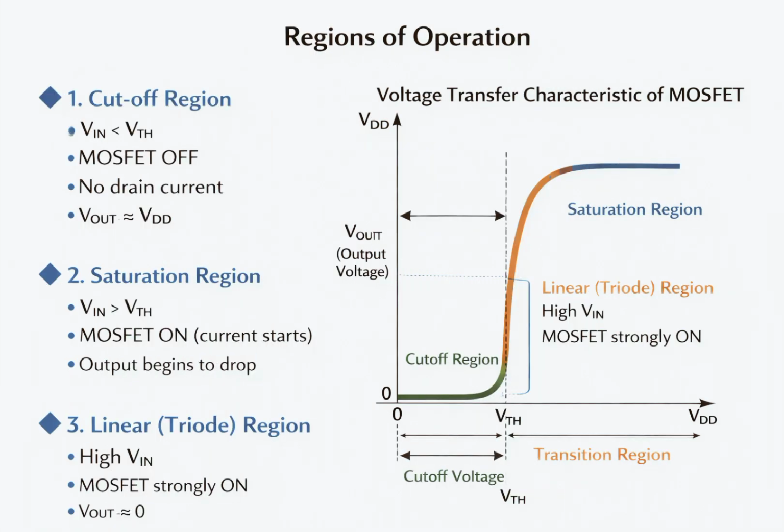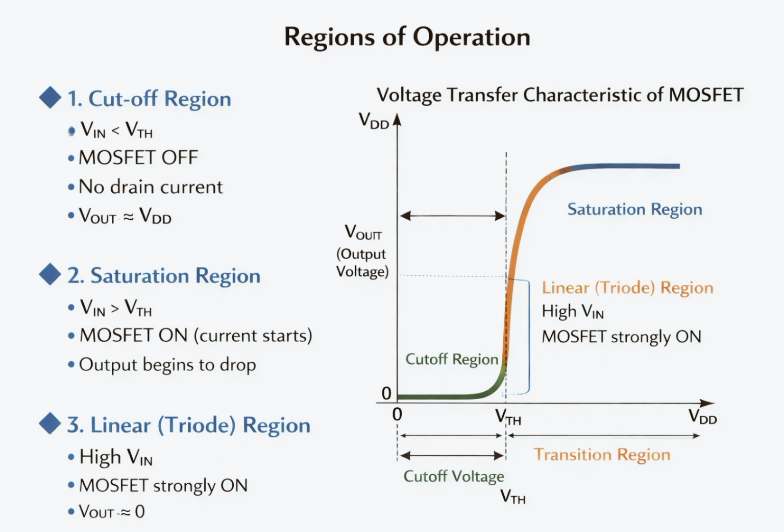Regions of operation. The VTC curve can be divided into three operating regions. In the cutoff region, the input voltage is less than the threshold voltage. The MOSFET is off, no drain current flows, and the output remains approximately equal to VDD.